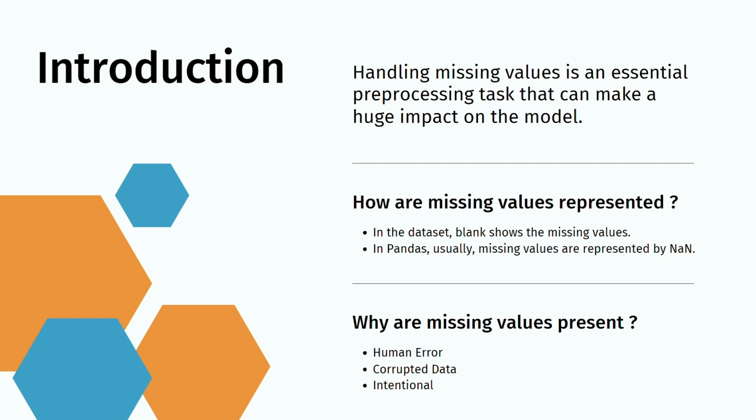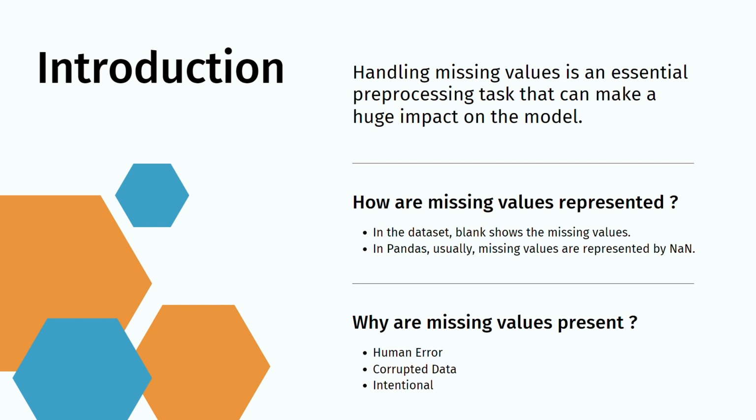Now, how are missing values represented? In a data set, usually when you see a blank value, that is a missing value. But when we are talking about a data frame in pandas, the missing values are usually represented by NaN, also called not a number. So whenever you see something like NaN written in a data set, if you're coding in Python, that is a missing value, to be short.